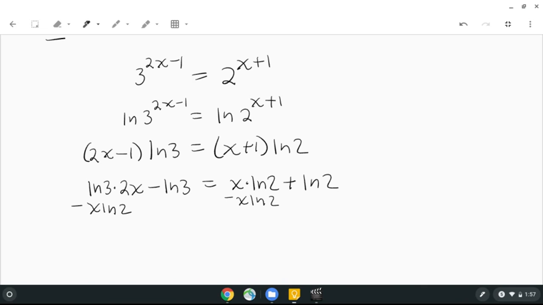Here, this ln 3 times 2x, there's probably a better way to write that. I'm going to go ahead and erase it. I'm going to put the x out in front so that it doesn't get all mixed in with the ln.